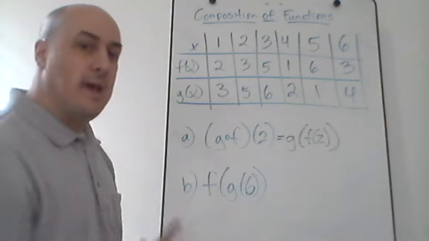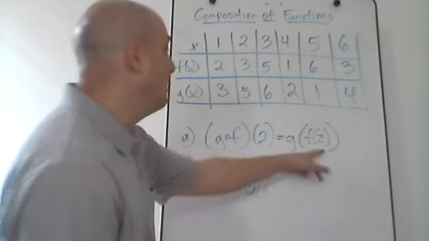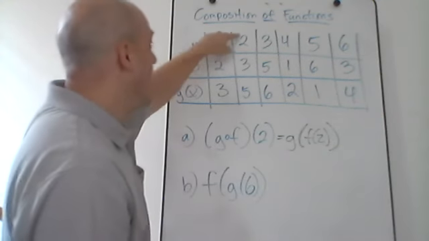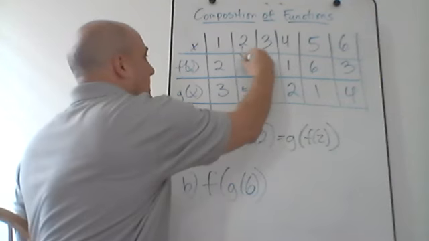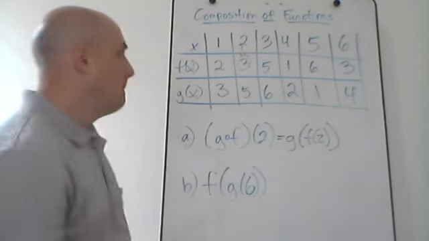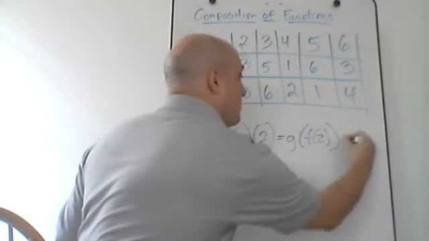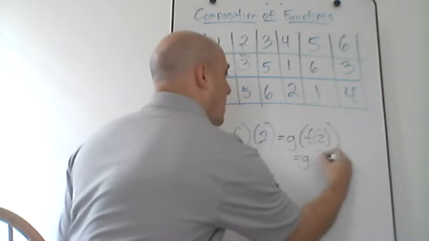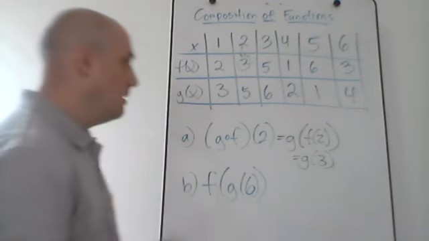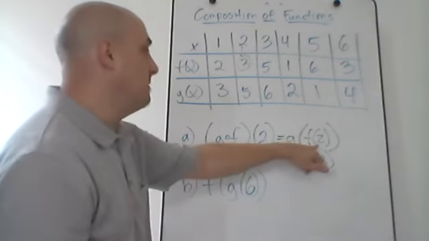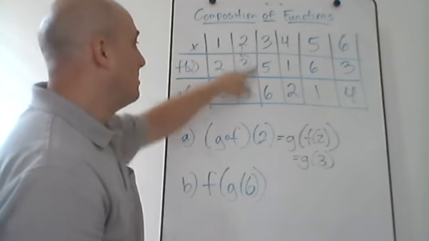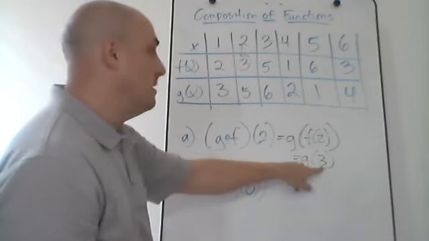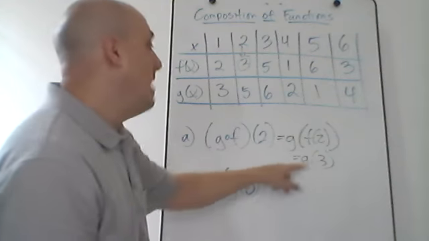To evaluate that on a table of values, if I want to find f of 2, I go to where x equals 2, and then when x equals 2, my f function is 3. So f of 2 equals 3. So this is going to give me g of 3. Again, the inside function first. 2 is my x value, so I go to 2. And then when x equals 2, my f function equals 3. And then I find g of 3.